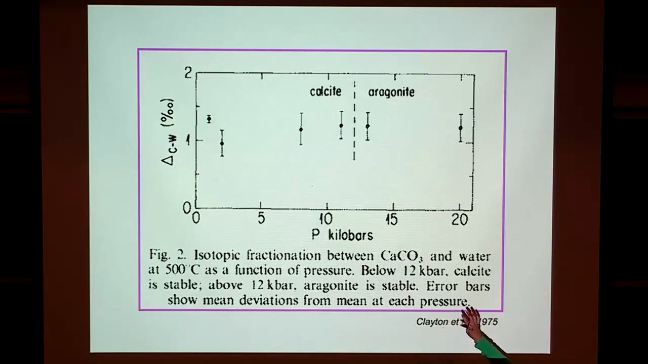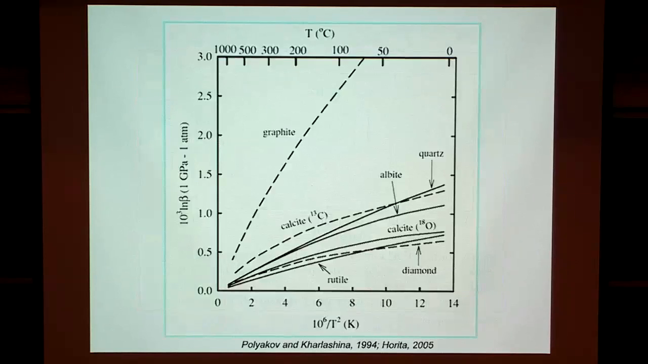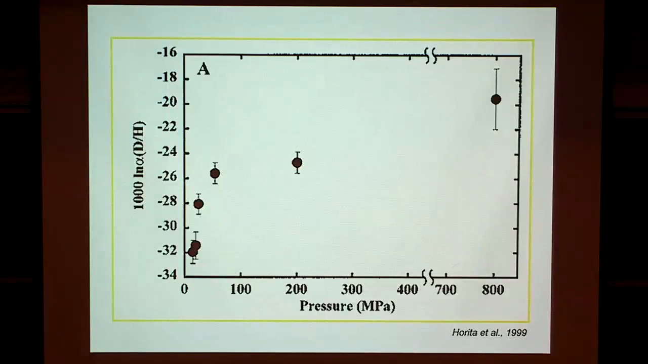Because of this plot, these data, the term "pressure is negligible in isotope fractionation" was then repeated over and over and over again in all the literature in stable isotope geochemistry. And they're right. It is negligible at 20 kilobars. Okay? What about higher pressure? So here is, well, I'm going to skip this for now because I don't have much time.